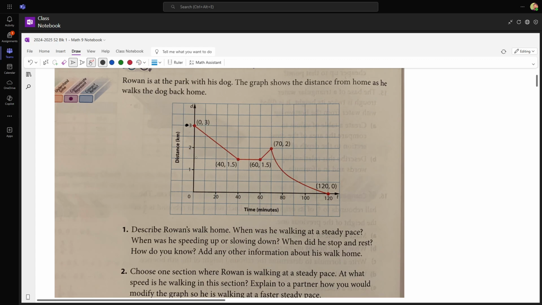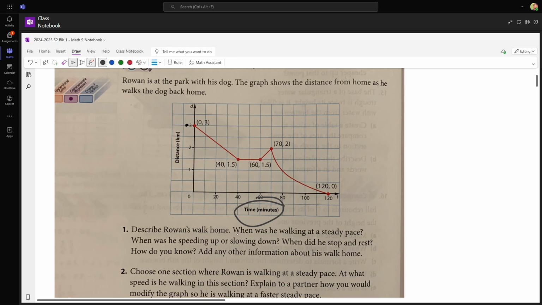You gotta remember that the bottom x-axis has been assigned as time, as time is linear and is not the dependent variable. Distance has been assigned as the y value, or here as d and t, if you see. And we're gonna look at this curvature. Okay, Rowan is at the park with his dog, and the graph shows the distance from home as he walks the dog back home.